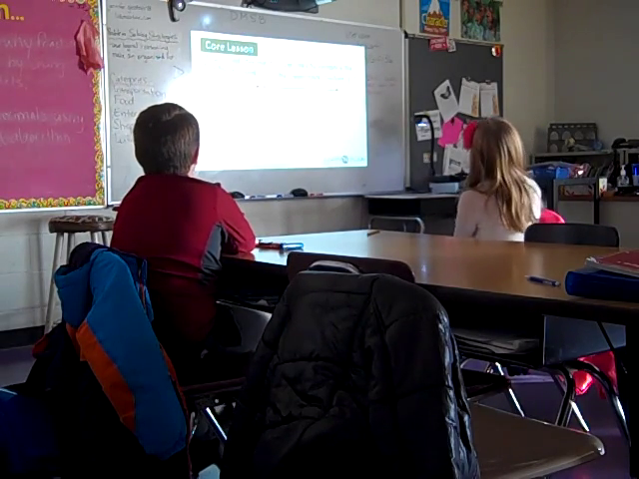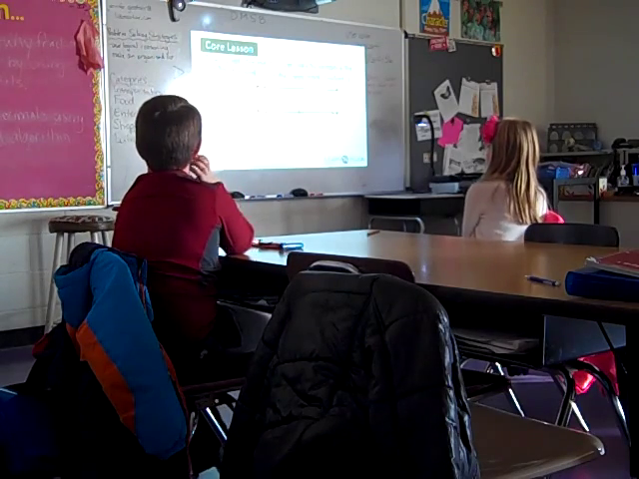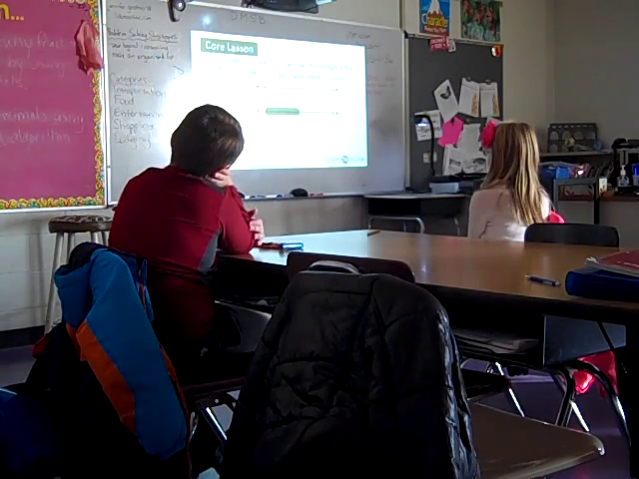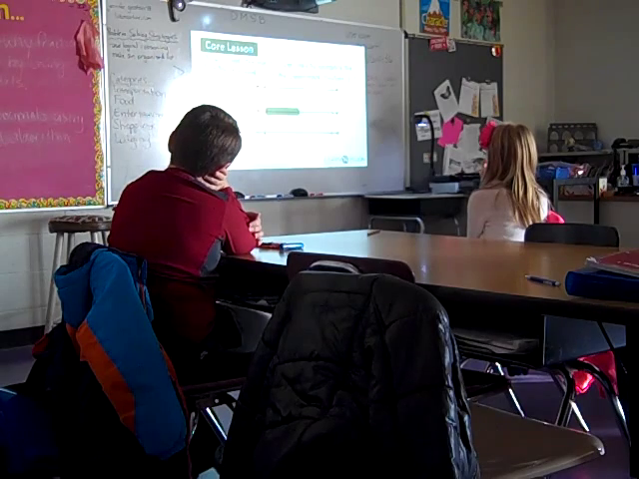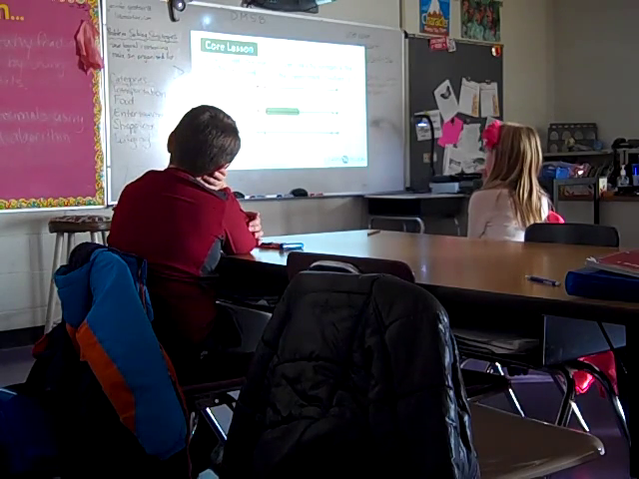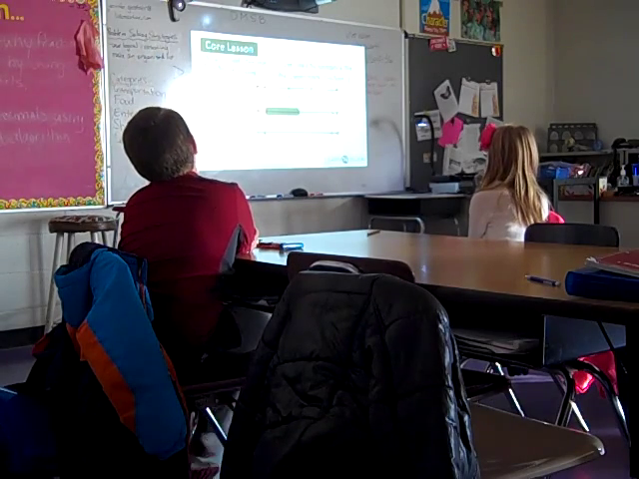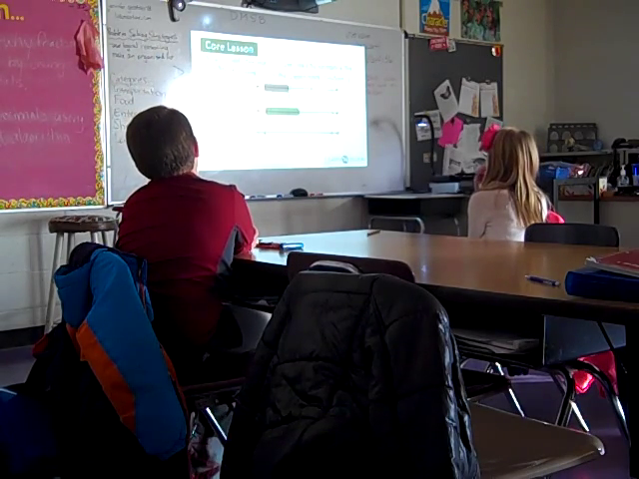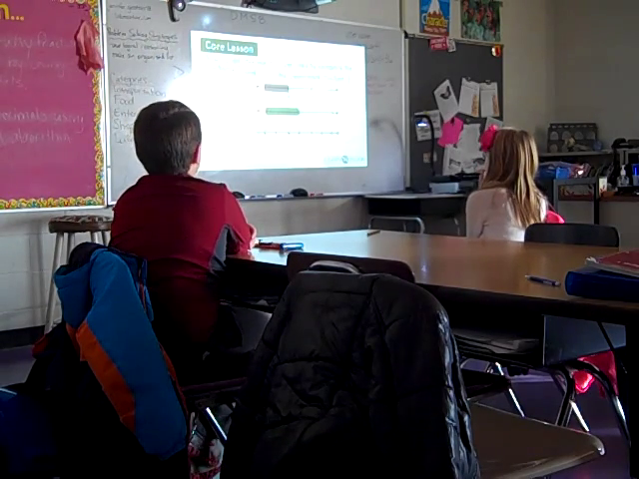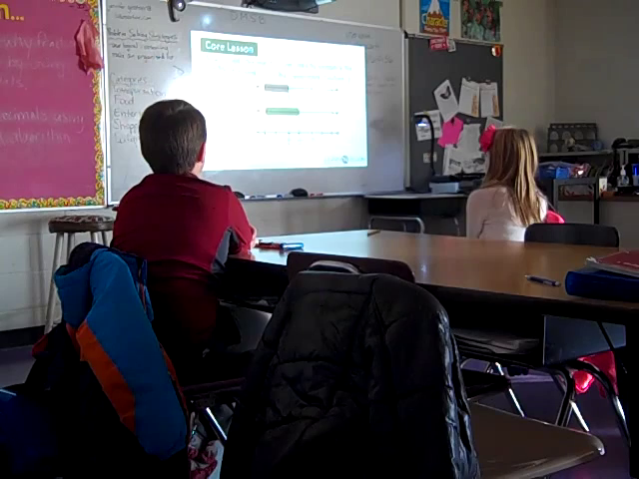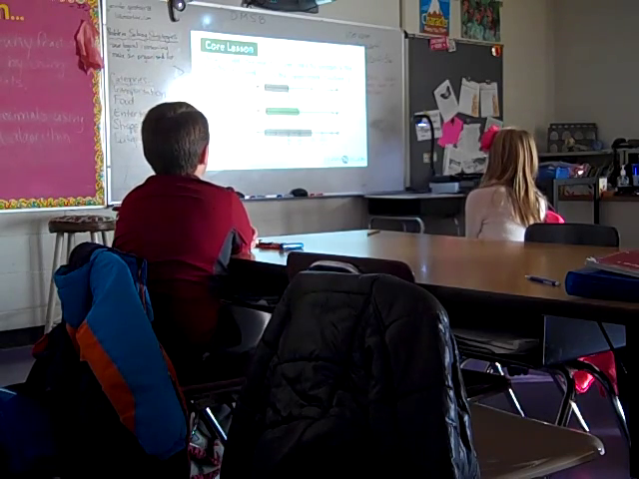Here's our line for 1/3. Here's our benchmark fraction in green for 1/2. And here's our line for 4/6. Let's start with 1/3. We divide our line into 3 equal parts because our denominator tells us to. Then we shade 1. Now for 4/6, divide our line into 6 equal parts, and then how many do we shade? 4. Our numerator tells us to shade 4.